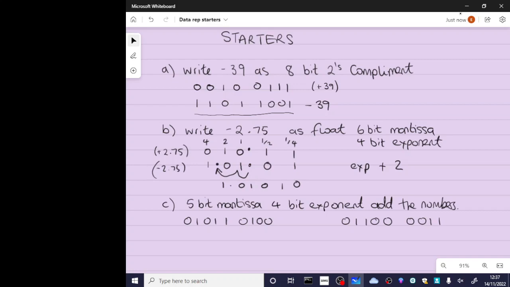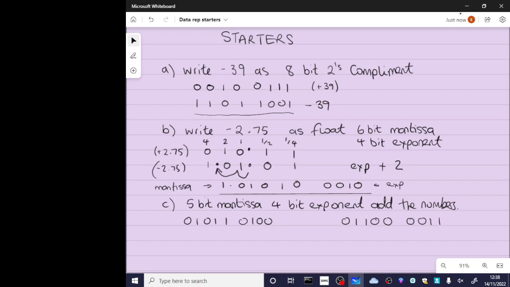Right, so that's my mantissa, and then an exponent of plus 2 is 4 bits, so the exponent's going to be that. For me, I'd make sure that I underline the answer, and I'd say that was the exponent, that was the mantissa.